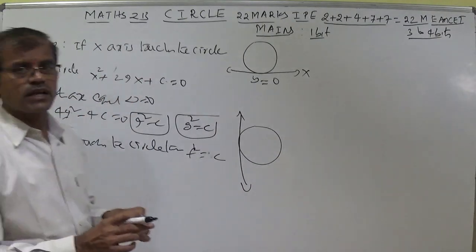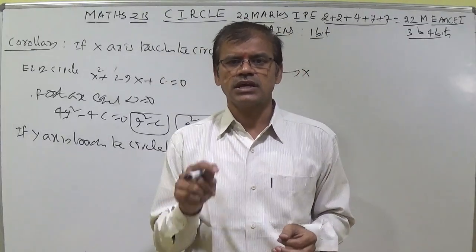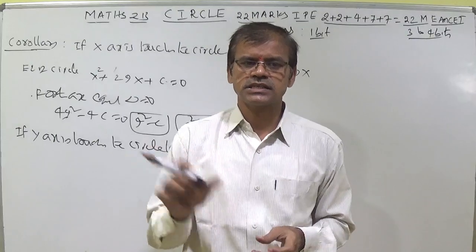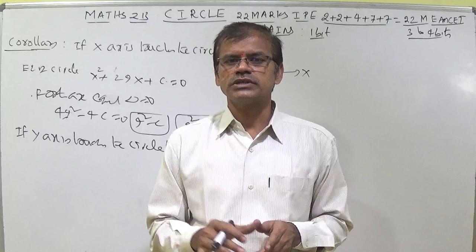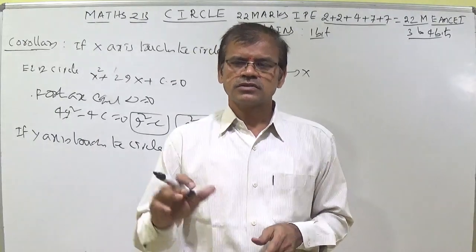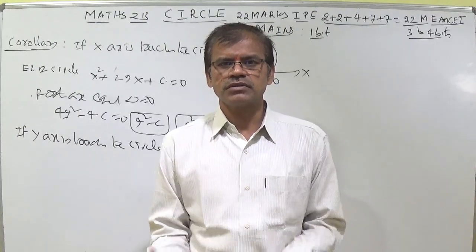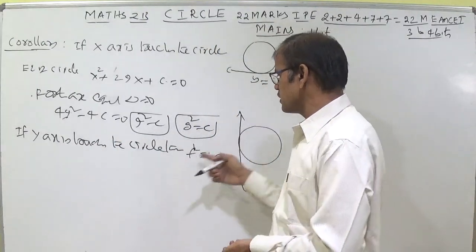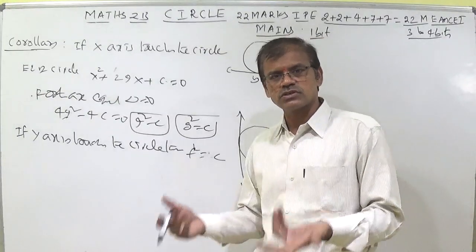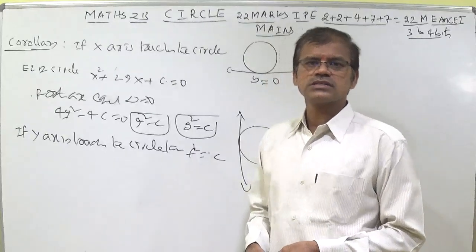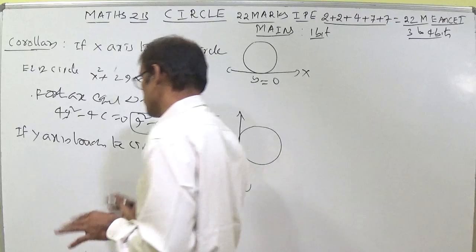In another method, the length of the x-intercept is 2 root g square minus c. Whenever the x-axis touches the circle, there is no length. Whenever there is no length, 2 root g square minus c equals 0. Squaring both sides, 4 into g square minus c equals 0, and g square minus c equals 0, and g square is equal to c. Whenever the y-axis touches the circle, there is no length. If there is no length, 2 root f square minus c becomes 0, and 4 into f square minus c becomes 0, and f square minus c becomes 0, and f square is equal to c. That is another method. Directly you can write.